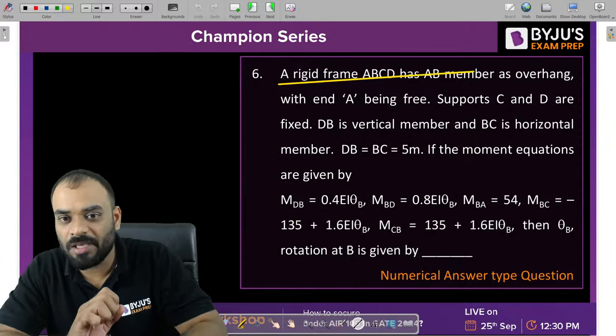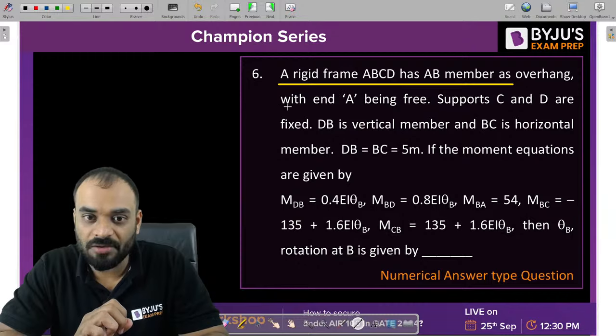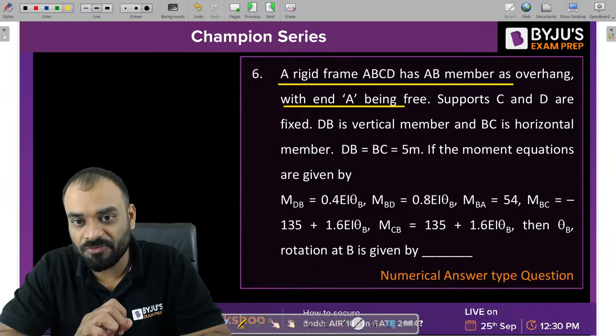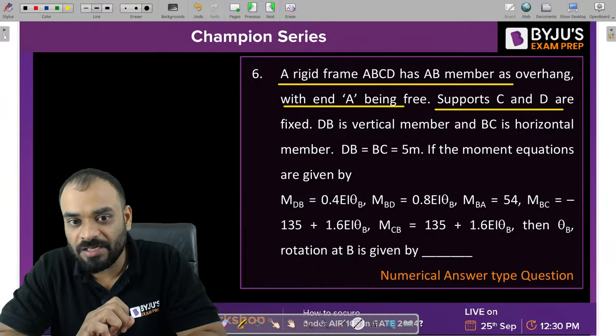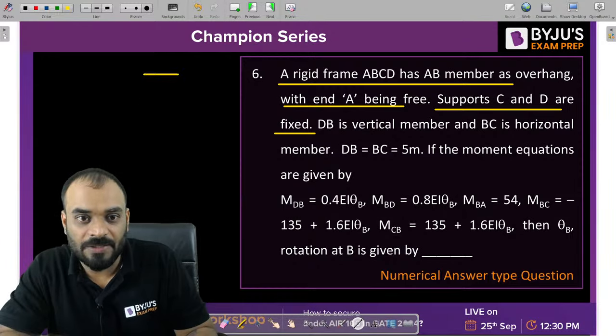A rigid frame ABCD has AB member as an overhang with end A being free. Supports C and D are fixed. Okay. So we need to draw the figure first. Let us suppose ABCD is our frame.